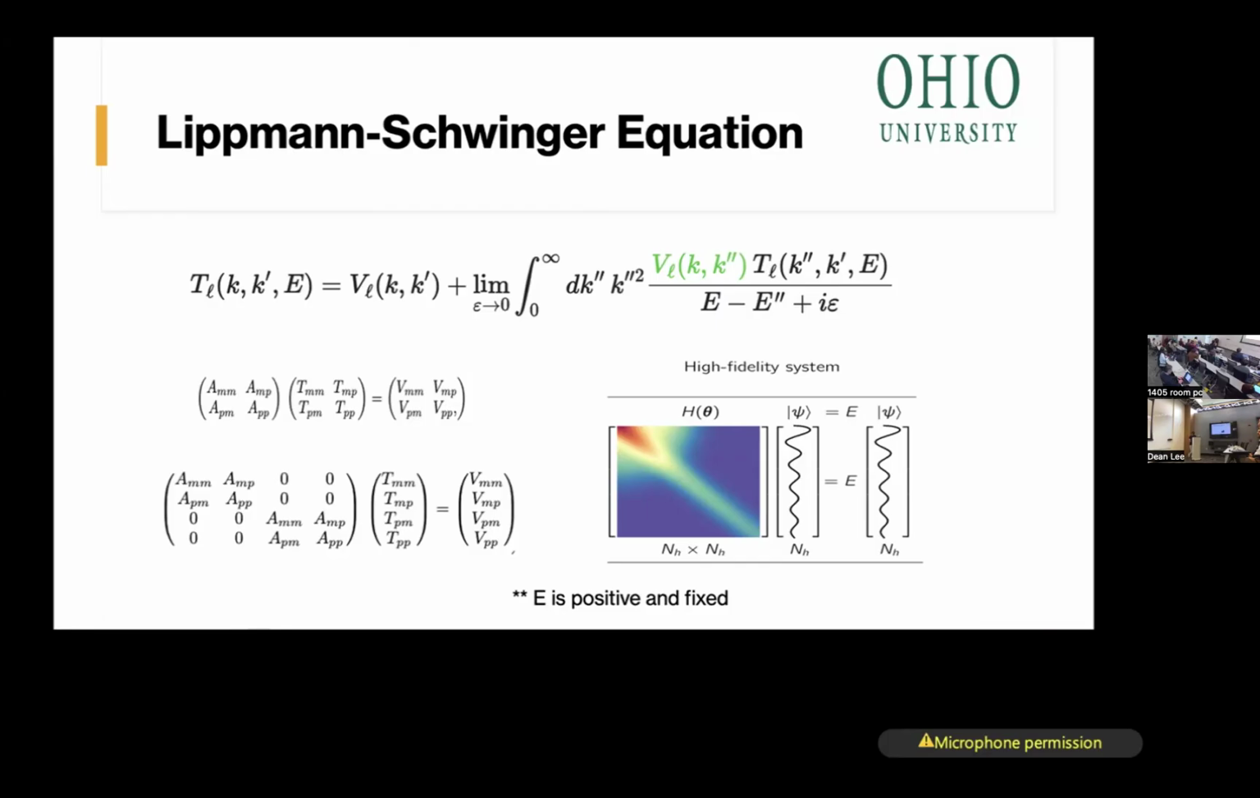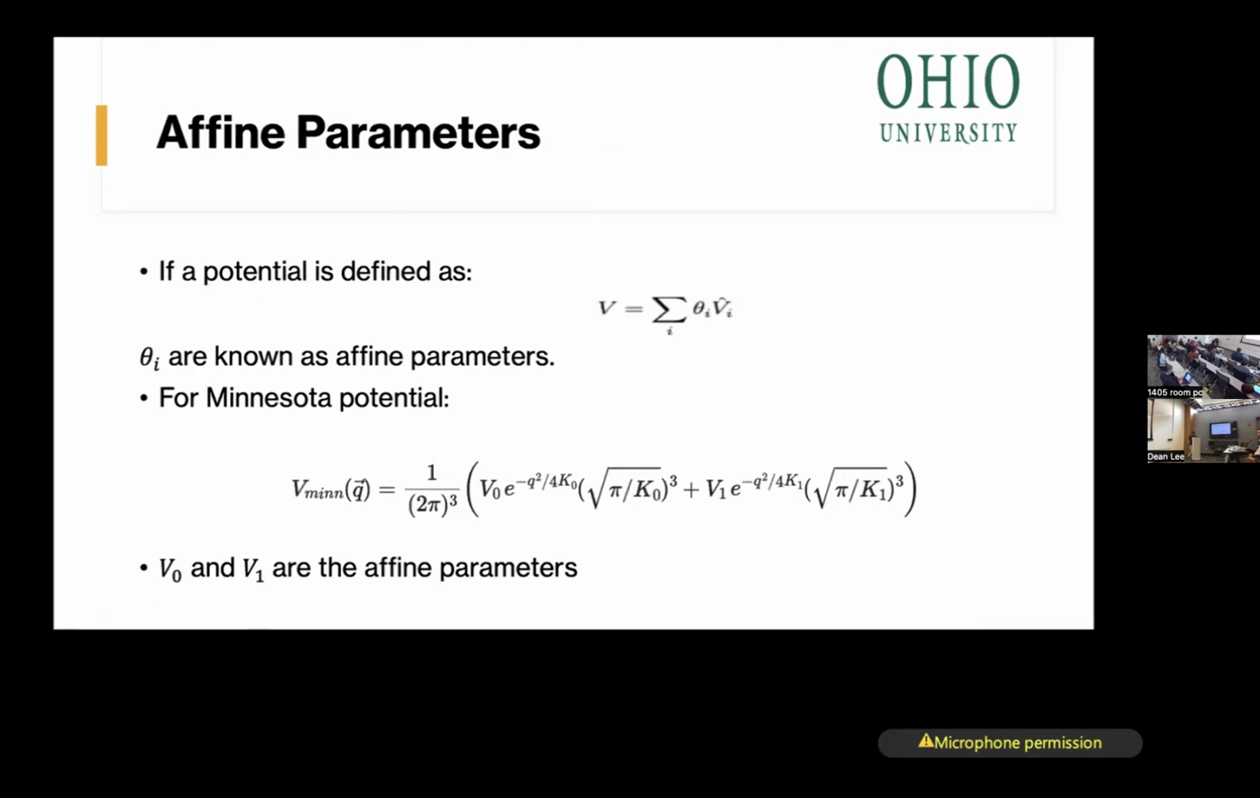And since we had our formalism in this way, I first tried to build the emulator based on the Minnesota potential, which is in momentum space and given like this. In this Minnesota potential, V0 and V1 are the affine parameters. And you might ask, why Minnesota potential? For the first time, it's the easier version. You don't want to go directly to the hard potential the first time you build emulators.